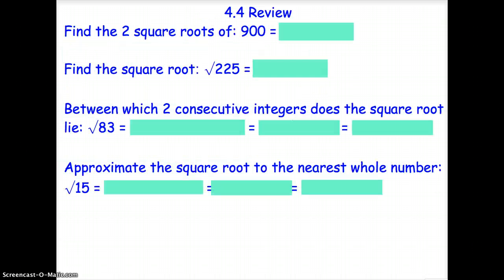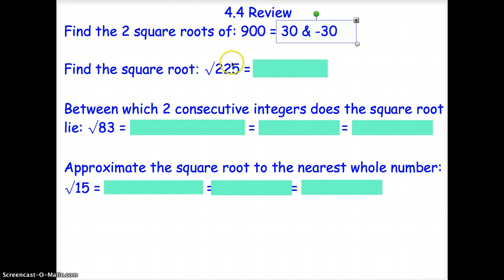Okay, 4.4. Go ahead and try these out. Press play when you're ready to see the answer. Find the two square roots of 900. Notice it's not telling you which one it wants, which means it needs both positive and negative. So let's take a look at these answers. You should have 30 and negative 30.